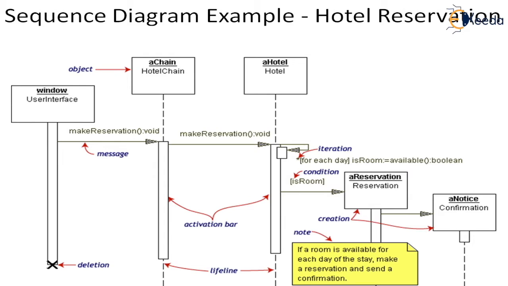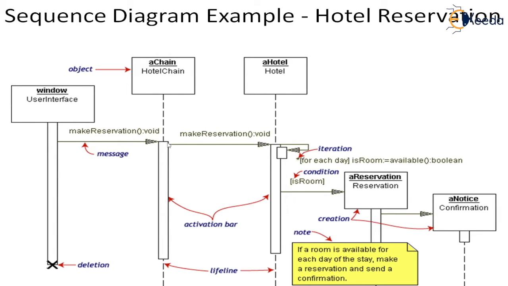This is another example, the hotel reservation, where these are the objects: a hotel chain, and within the hotel chain there is a hotel, and there is an interface entity or object, that is a window. So this is the user interface. So some request has come, make reservation. So this is the message. So now this one gets instantiated. So the lifeline starts from here.